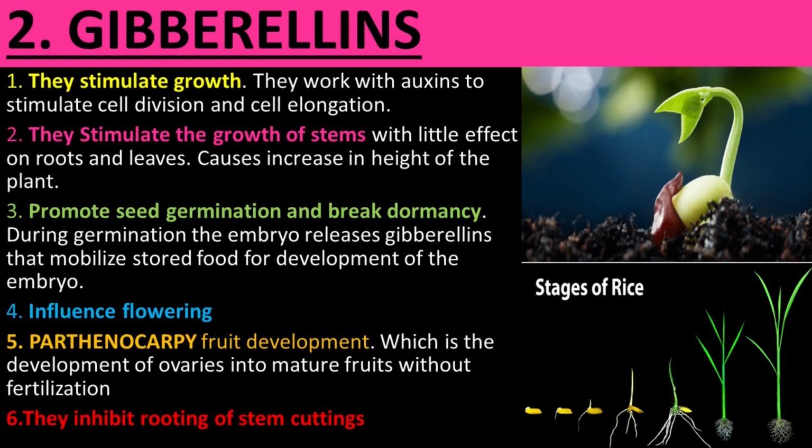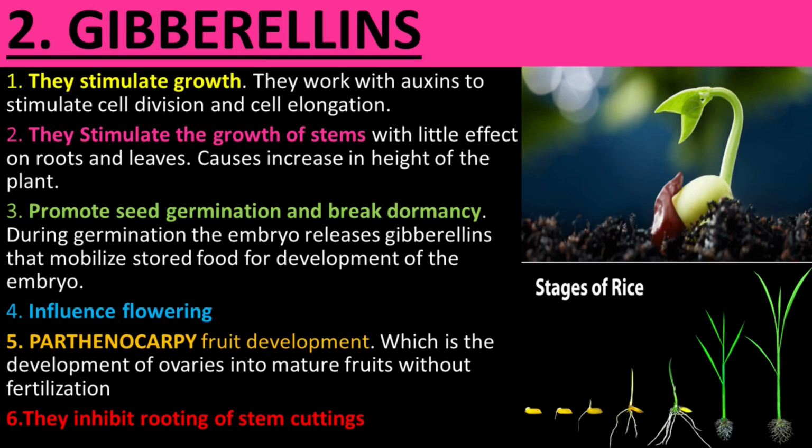Gibberellins. Key functions of gibberellins in plants. They stimulate growth. They work with auxins to stimulate cell division and cell elongation. They stimulate the growth of stems with little effect on roots and leaves. This causes an increase in the height of the plant.